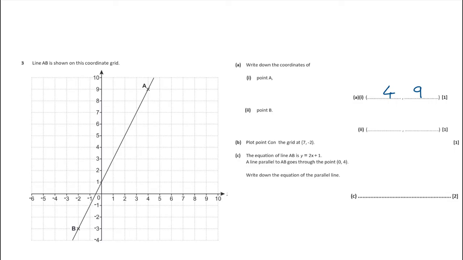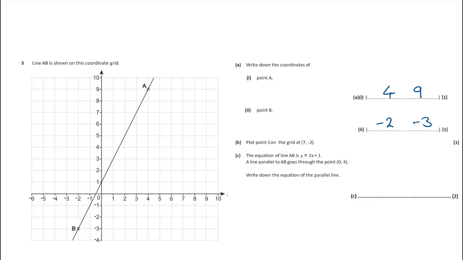Part B, we want the coordinates of B as well. So to get to B, we're going to go 1, 2 to the left, which is -2, and then 1, 2, 3 down, which is -3. So to the left and downwards is negative. So -2, -3, isn't it?